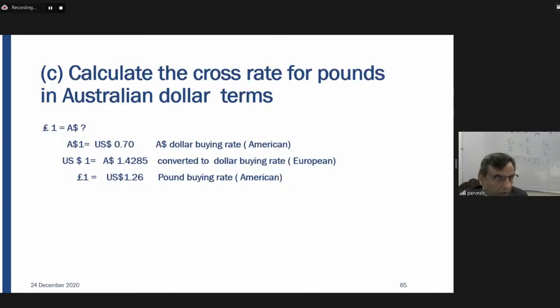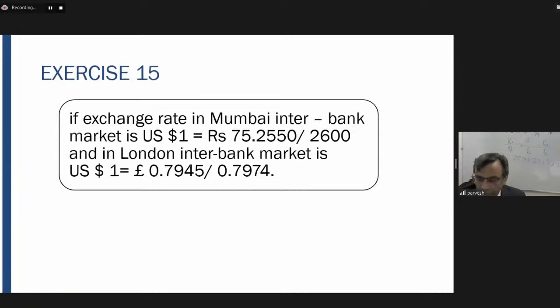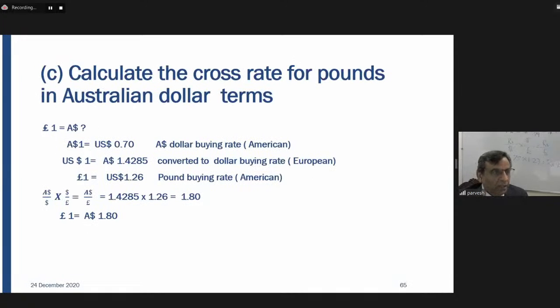And this is in European quote. Then he goes to England and purchases pound by selling US dollars. So this is an American quote. It's a pound buying rate. So now we just do this multiplication and calculate the rate. Yeah, I think 1.78, 1.8. Yeah, Ambika is done. Pujita is done. Very good. So this is what you get. Okay, fine. So this is the answer. So 1 pound is equal to Australian dollar 1.80. Great. I think a couple of guys have done it properly. So let's now move on to another question.